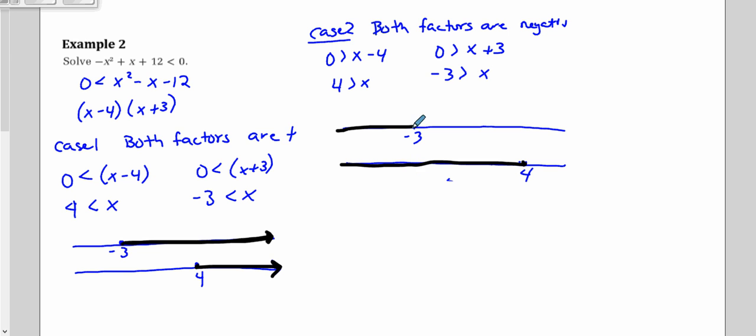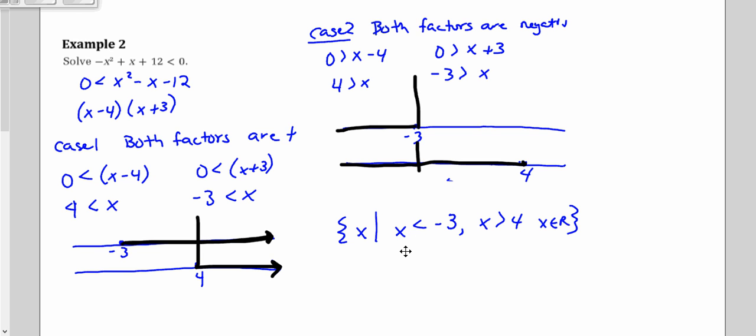Now we need to think about where these two lines overlap. So at this point, they overlap, and at this point, they overlap. So our solution in this case is going to be x such that x is less than -3, or x is greater than 4. Okay? So we're determining when it satisfies these cases.